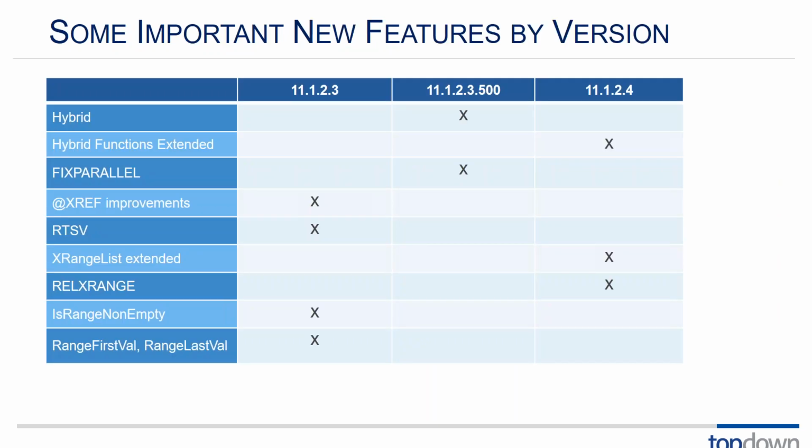When we talk about new features, these features are actually going back a handful of versions, but they tend to combine over the course of the versions from 11.1.2.3 up to 11.1.2.4, because many of the new features were introduced early on and then got big enhancements in the next couple of releases. So here are the things we're going to focus on. Hybrid was introduced in 11.1.2.3.500, but got big extensions in 11.1.2.4. Fixed parallel was introduced in .500. In 11.1.2.3, we also got big improvements in XREF performance. We got runtime substitution variables, and we also got the X-range list and rel X-range, which are two of the most important features that we'll talk about in this webcast.